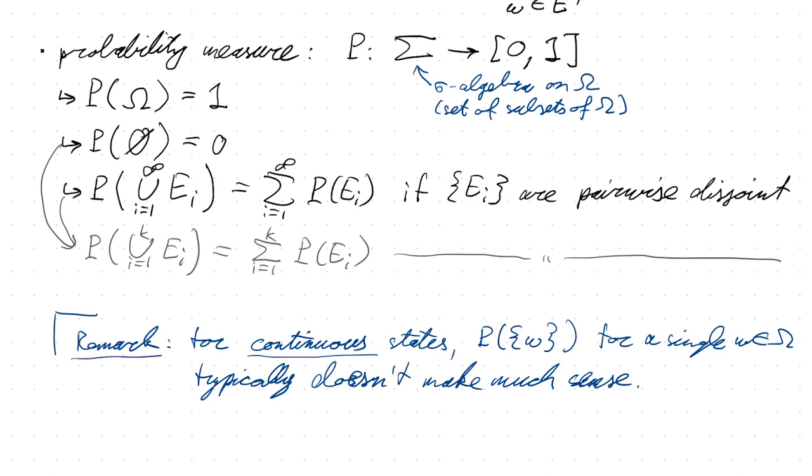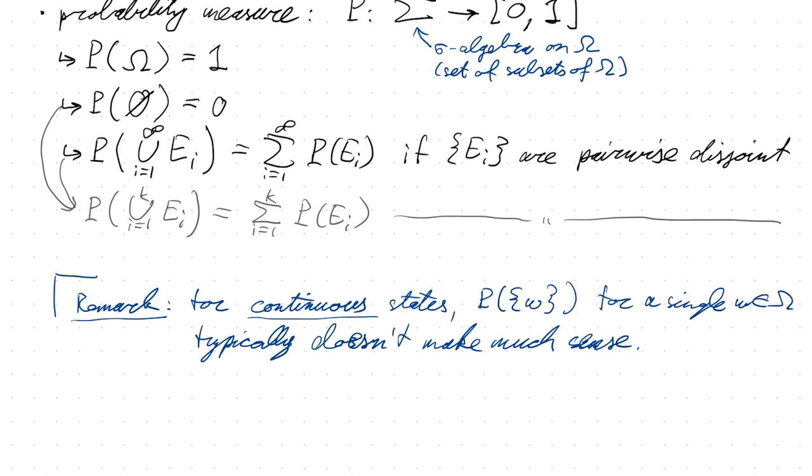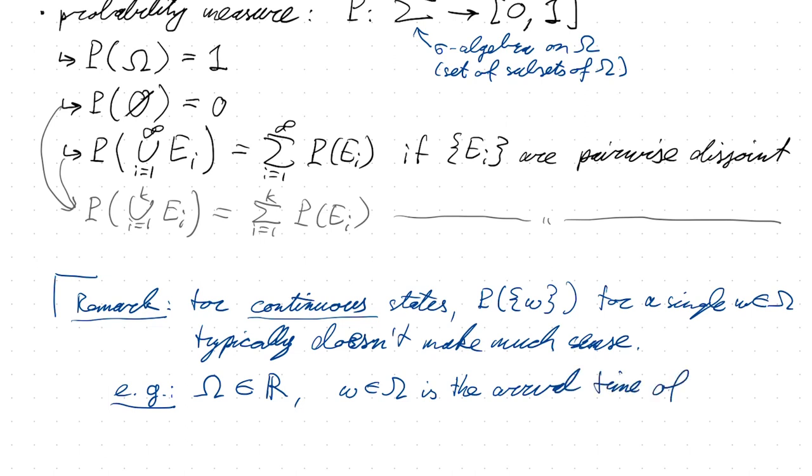So why is that the case? Well, think of an example. Let's say you are modeling the arrival time of a bus. So omega is the real numbers. You can model times by real numbers, and a state omega, so omega element of Omega, models the arrival time of a bus.